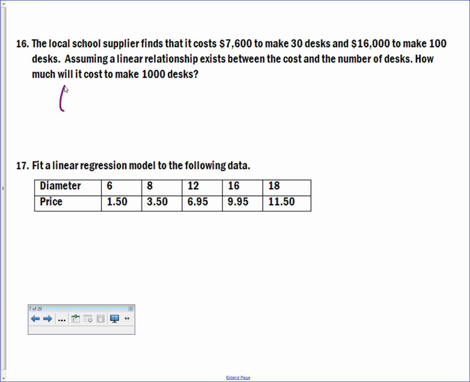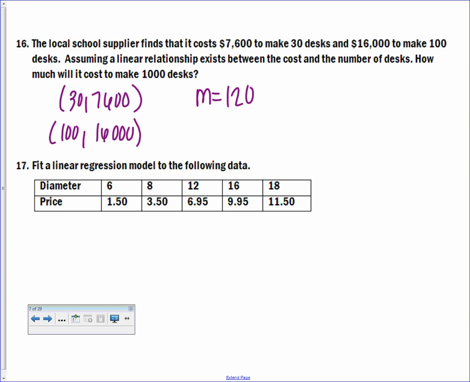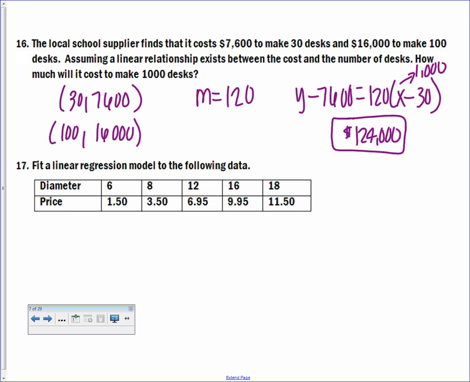30, 7,600, and 100, 16,000. Okay, I'm going to kind of just give you the answers here, and I want you to work through this yourself. Okay, so once you find the slope, you should get the slope to be 120. Then you would pick a point, and I picked the first one. So I would get this equation, and then I would just plug in 1,000 desks here. You should get a final answer of $124,000. Okay, but work that one out on your own and make sure you can get that answer.